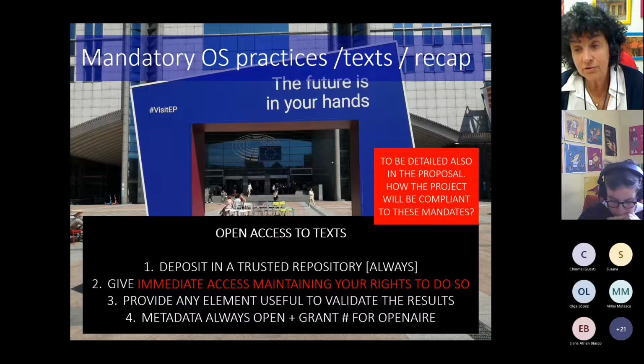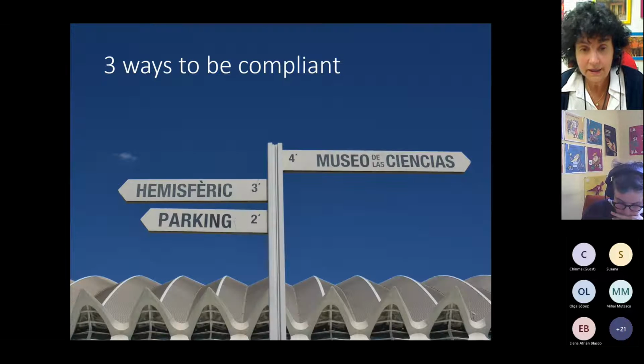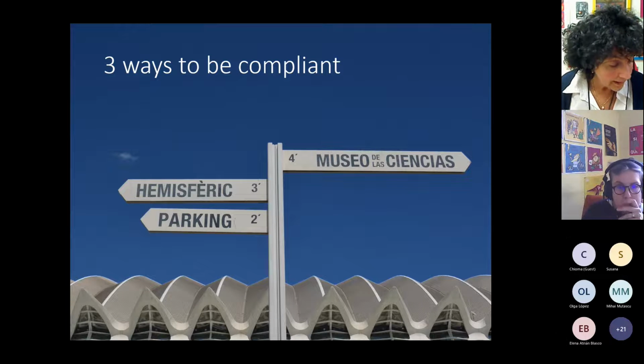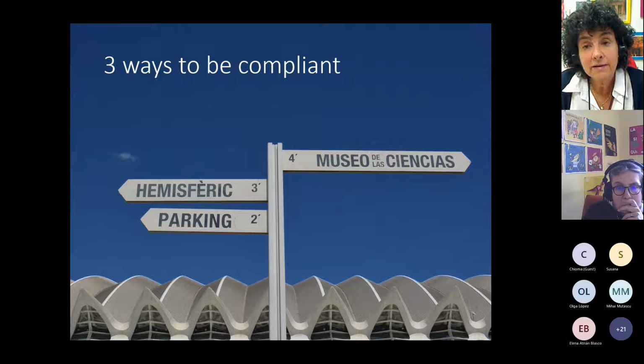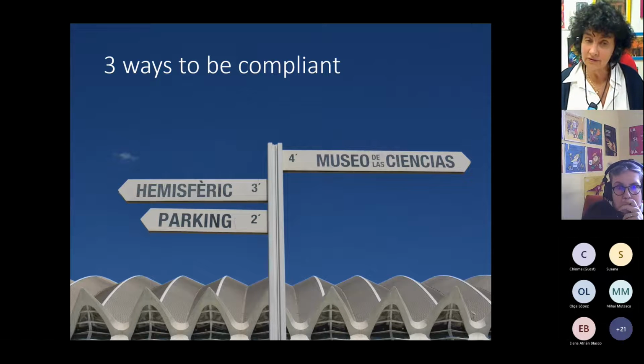Never forget that you have to detail also the mandatory practices in the proposal, okay? How the project will be compliant to these mandates, okay? 3 ways to be compliant for texts, but as it's 11 o'clock sharp, and I want you to be fresh and relaxed to see the 3 ways to be compliant to the text mandate, which is not publishing in an open access journal. Let's go for the break.